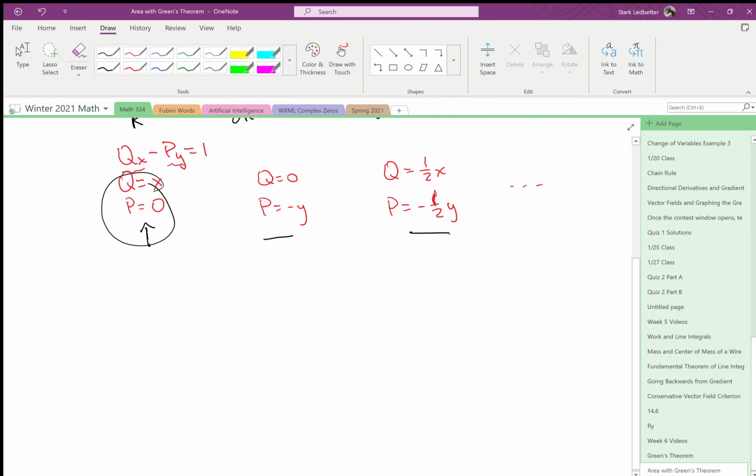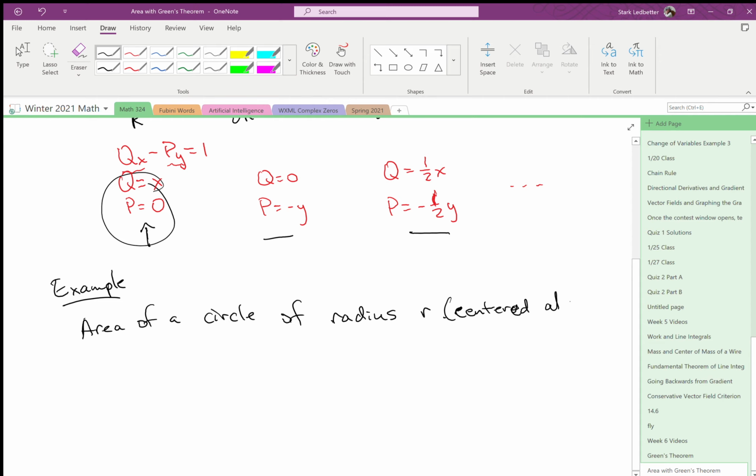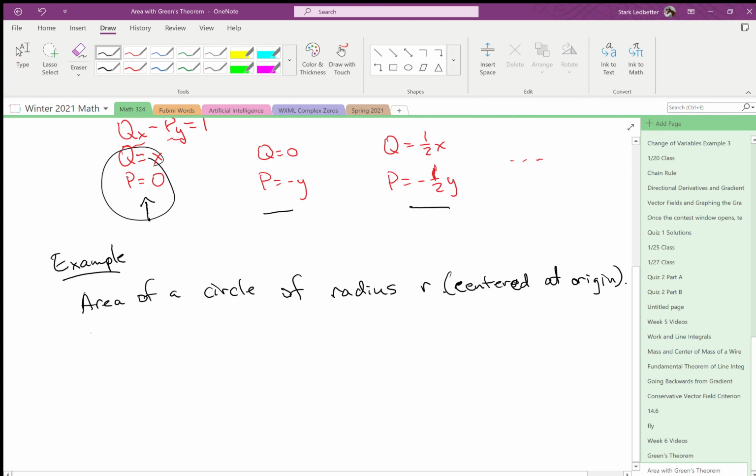Okay, so let's do an example. Let's do an easy example. We're going to calculate the area of a circle of radius r. So we know what the answer should be. It should be pi r squared. And we'll make it centered at the origin. Okay, so let's call the circle big R.